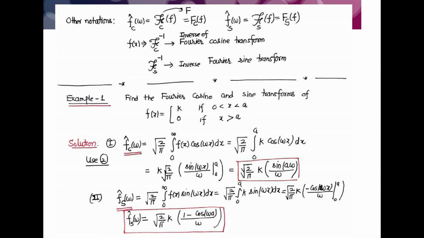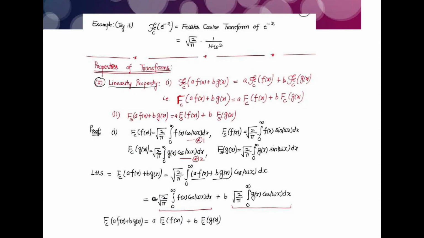Similarly, you can find out the Fourier sine transform. Put the value of the function. You can see the formula, second last line on the slide. Now the integral will be from 0 to a only. The function is k sine of wx dx integrated. Now the last expression in the box is the Fourier sine transform of the given function f of x. Try this numerical problem. Find the Fourier cosine transform of e raised to power minus x.